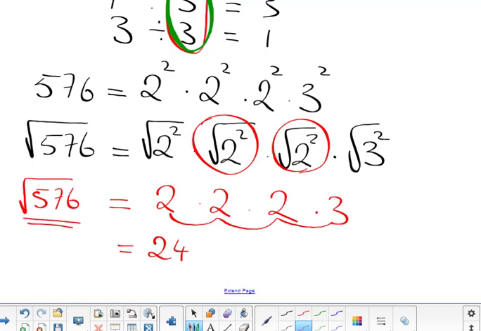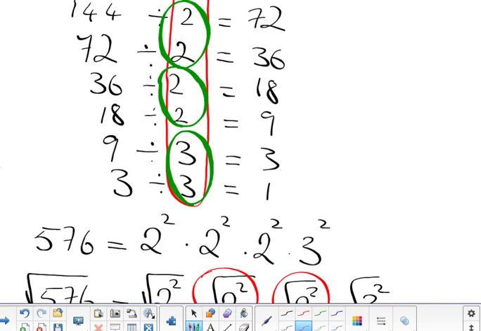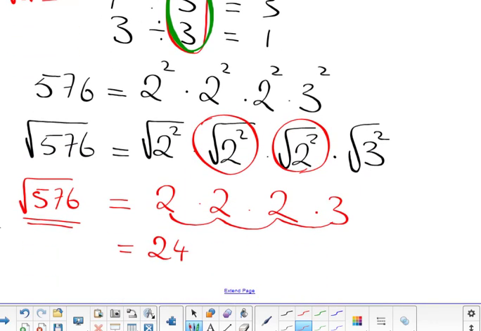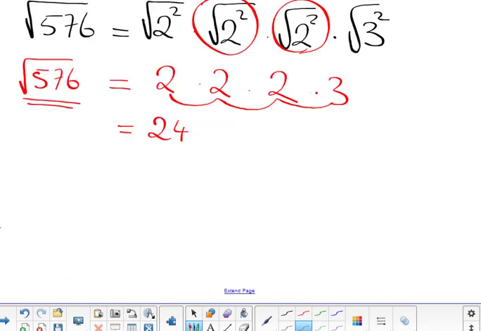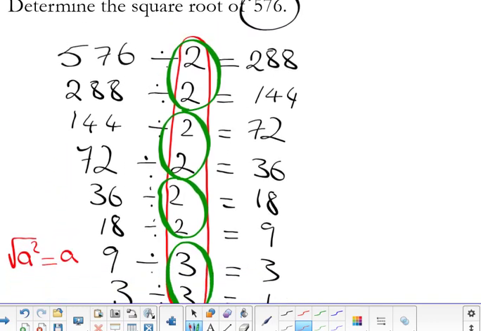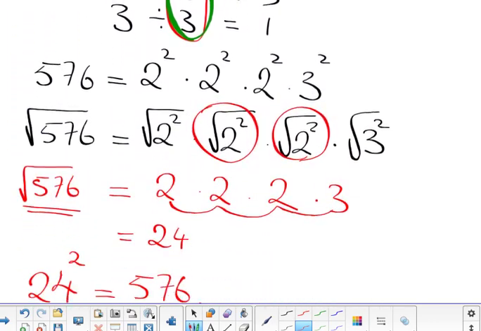Using prime factors and using the fact that the square root of a squared is just equal to a, we can come up with a value for the square root of 576, which is 24. While we're at it, 24 to the power of 2, of course, is equal to 576. Now, why didn't we just use our calculator? Well, this is all about factors. It's understanding how numbers work, and I think that's kind of a nifty way to do it.